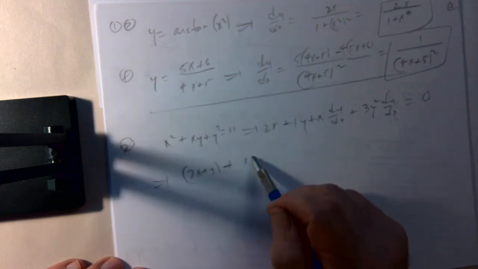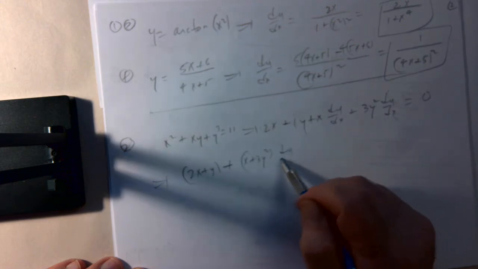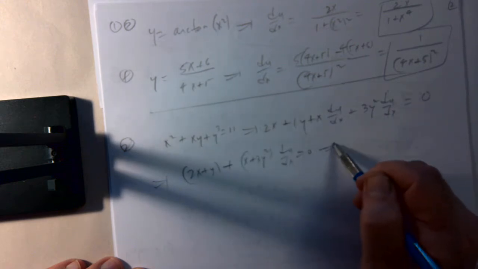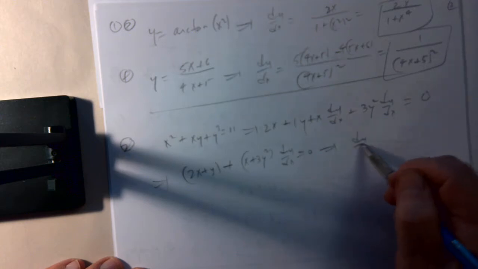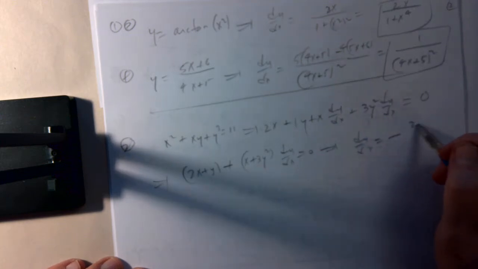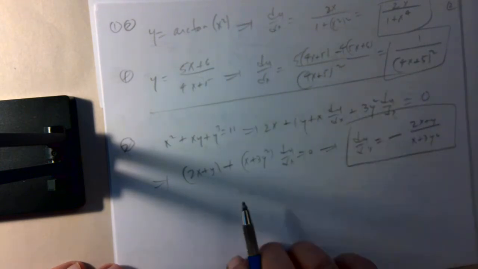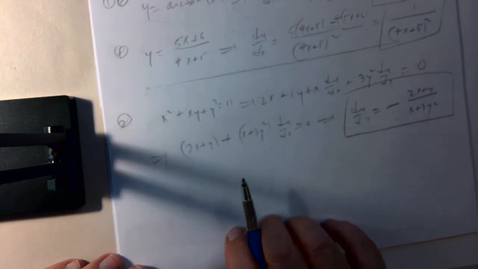So this says that 2x plus y plus (x plus 3y squared) dy/dx equals 0. So dy/dx is minus this over this. That's implicit differentiation.